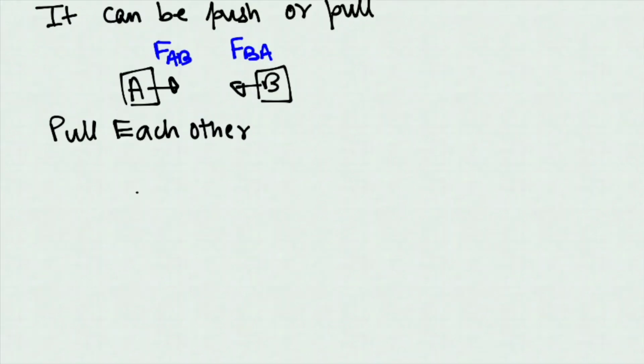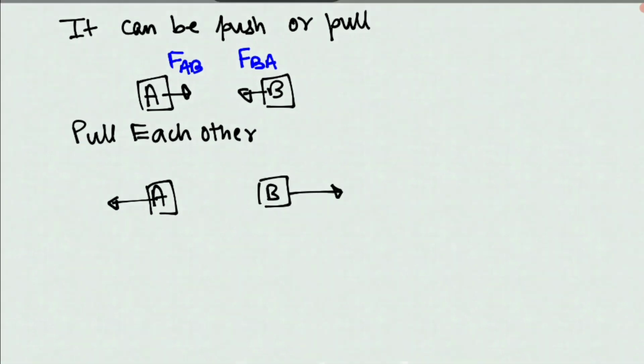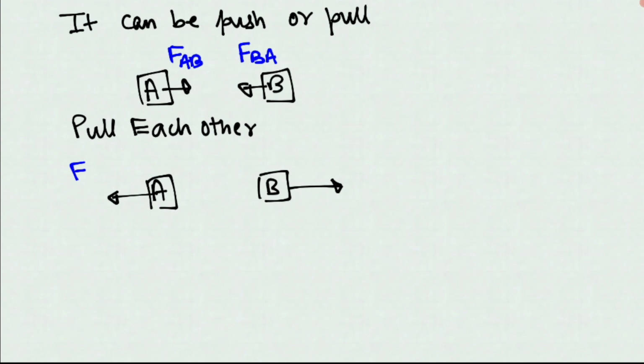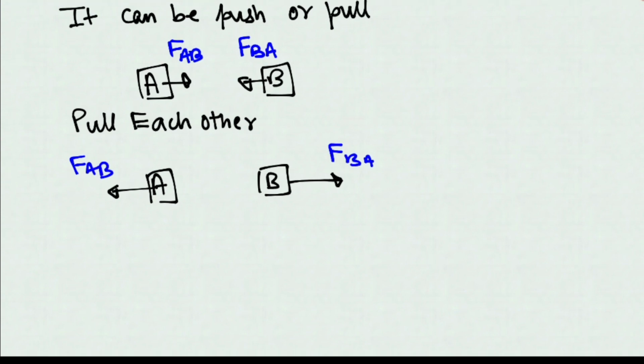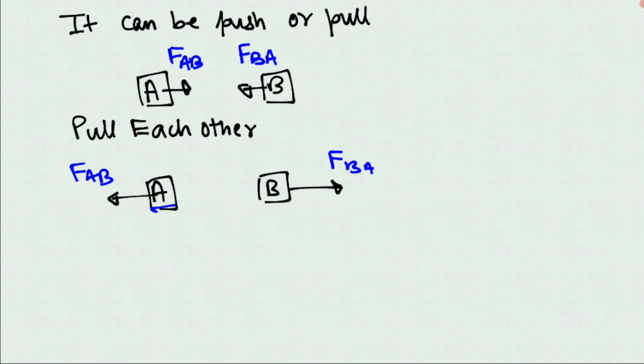And when the two objects push each other, suppose A and B are pushing each other, the force on A due to B will be away from B and force on B due to A will be away from A. So let's call these forces FAB and FBA. Suppose A and B are free to move, they will repel each other and move away from each other. And if they are not free to move, they have the tendency to move away from each other.